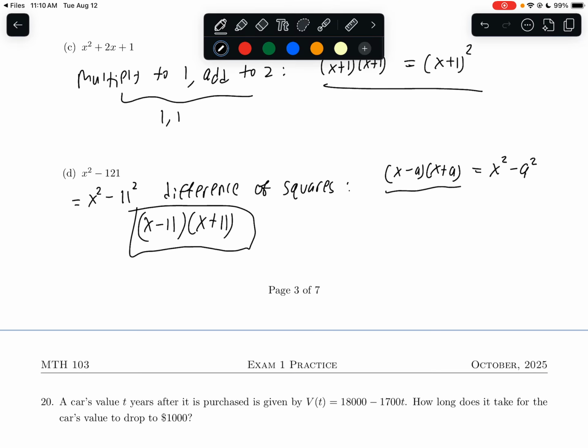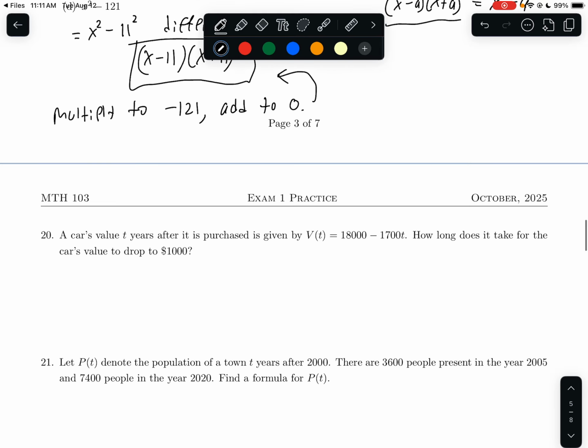Now, if you didn't spot this, that's okay. You could still do it the other way. You would need two numbers that multiply to negative 121, and they have to add to what? They have to add to 0, because this is really x squared minus 0 times x minus 121, and these two numbers would then be negative 11 and positive 11, and then you just get back to this. Either way, you can do it. Noticing difference of squares was very efficient, is all.